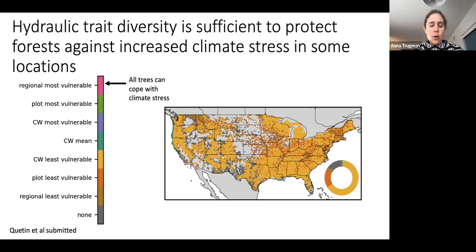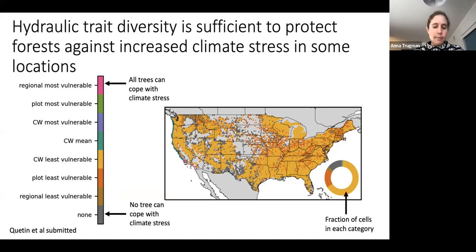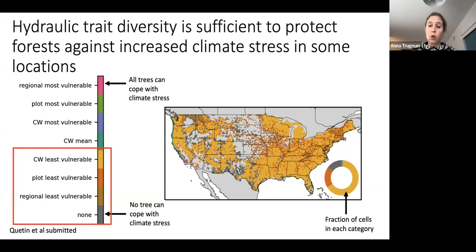But pink values here correspond to all trees being able to cope with future climate stress. Gray values correspond with no trees being able to cope with the future climate stress. And so you might expect transitions away from a forested area. This pie chart indicates the fraction of grid cells in each category. And the orange to gray and brownish colors correspond to at least some shift that you might require in terms of forest composition to maintain historical levels of stress.